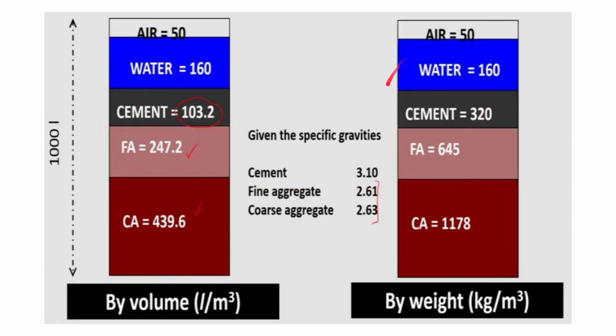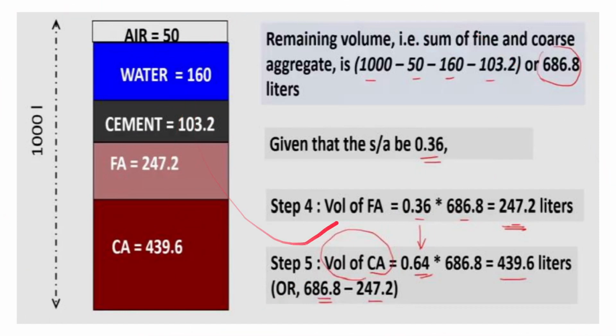Okay, so basically water and cement are found in weight, then they have been converted into volume, and this is 50. So they have 1000 minus 50 minus 160 minus 103.2. This gives the total. Based on the S by A value, which is 36.36, they have calculated the FA and then again deducted that to get this one. After they have calculated the complete volume, they have shifted it back here to find both volume as well as weight. So that is what has been explained here.